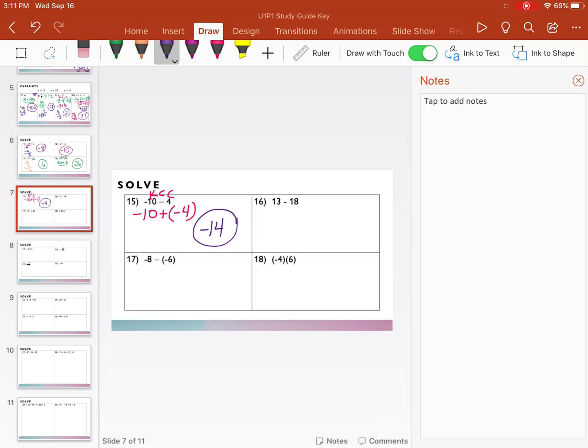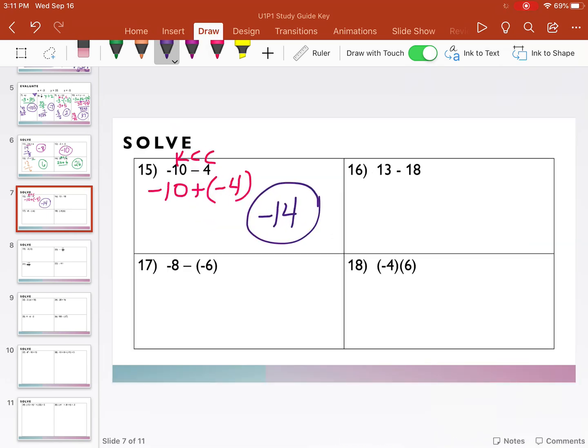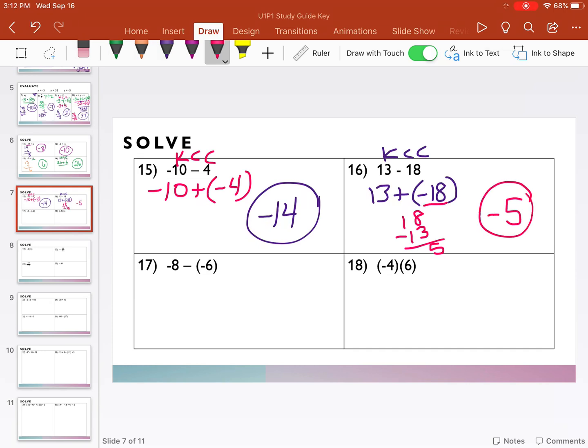Number 16, again, subtraction problem, so I should keep, change, change. 13 plus negative 18, different sign, subtract, so 18 minus 13, which is 5. The bigger number was that negative 18, so it is a negative 5.